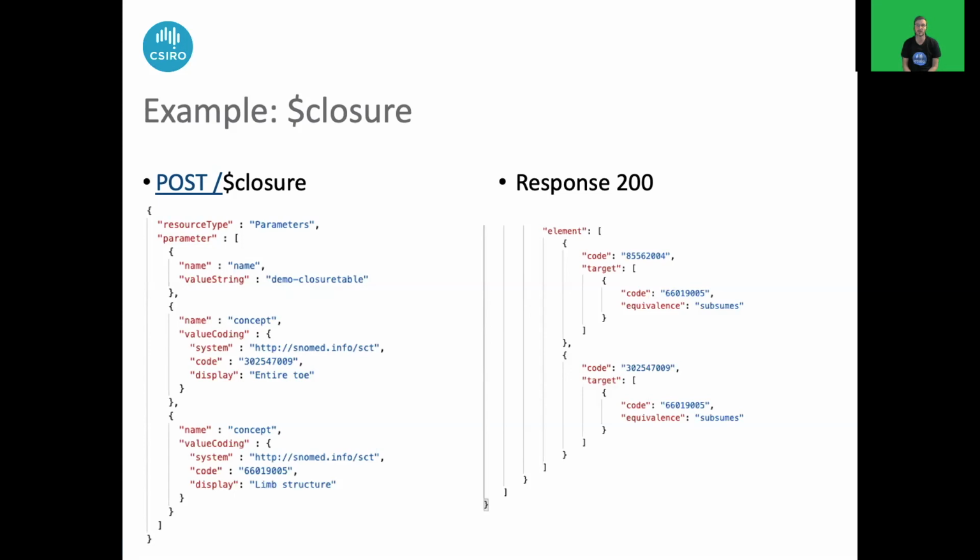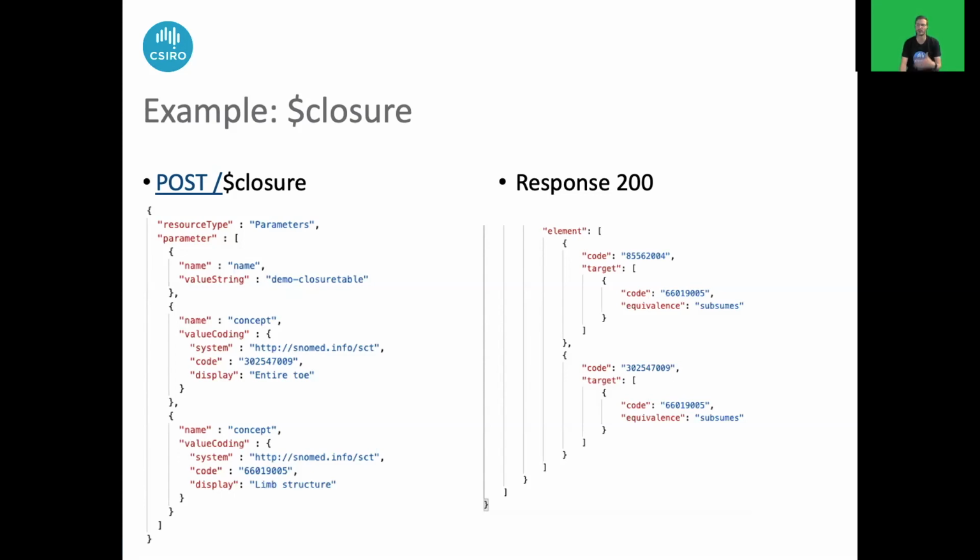So in the second part of this concept map resource, we have this element structure. And this shows us the actual mapping rows that exist in our concept map now. So what we can see is that the 855 concept here, which is our hand structure, now has a hierarchical relationship. And when we're reading concept maps, it's important to remember that the equivalence relationship reads from target to source. So in this case, what we're seeing is that the limb structure concept subsumes the hand structure concept. And there's also another relationship which says that the limb structure concept also subsumes the entire toe concept.